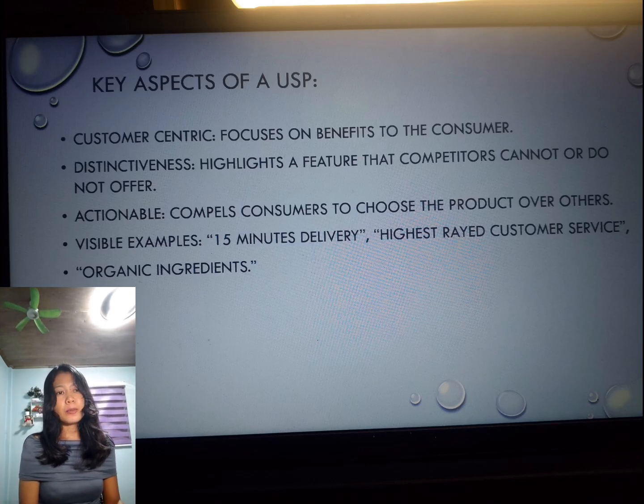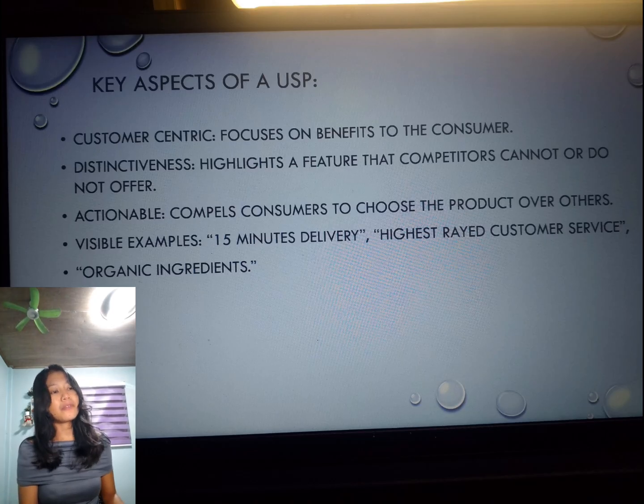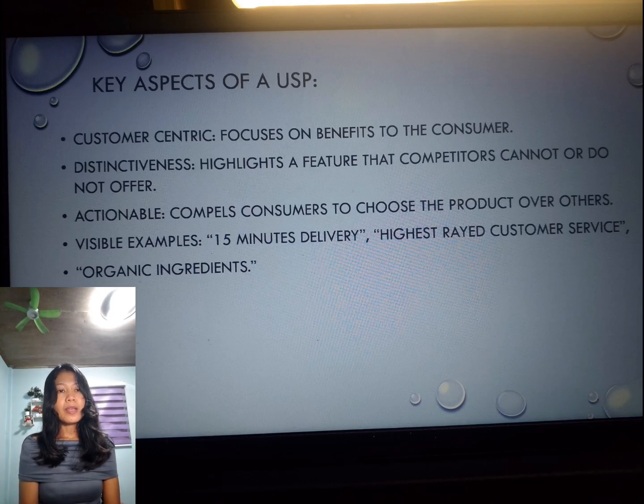Next is the visible examples. For example, 15 minutes delivery, highest rated customer service, organic ingredients. So when we say visible examples, what kind of business is this? Like pizza delivery, it must be delivered in 15 minutes. So if you are a customer, you are going to choose those services that are faster or more actionable, right? So that is one of the visible examples.